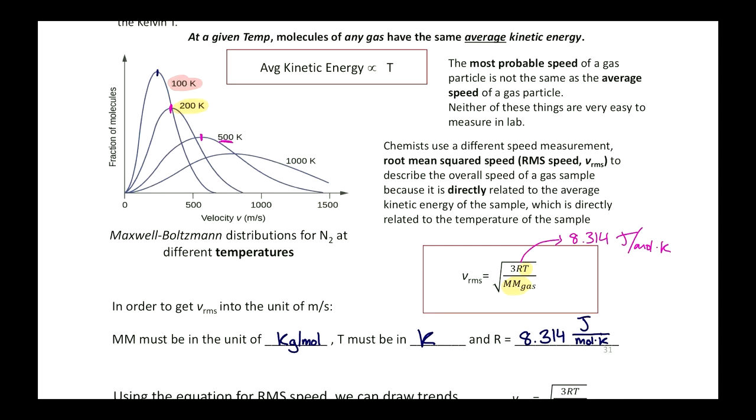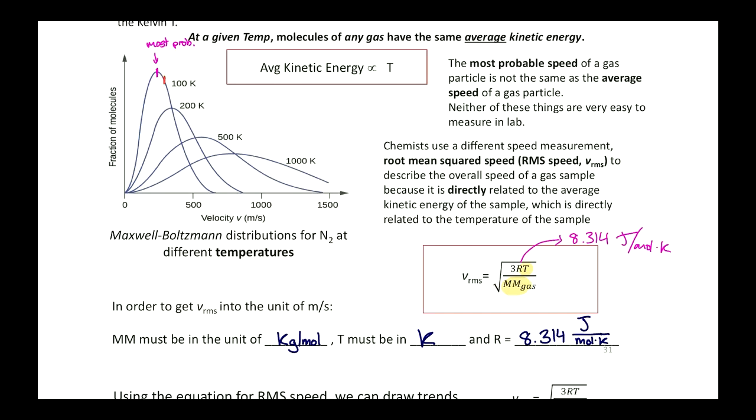All right, so I'll show you where the root mean squared velocity is. Right here on this graph, this is your most probable speed. That's hard to measure without a graph. I can't just look at a sample and say, oh yeah, that's the most probable speed. That's hard to do.